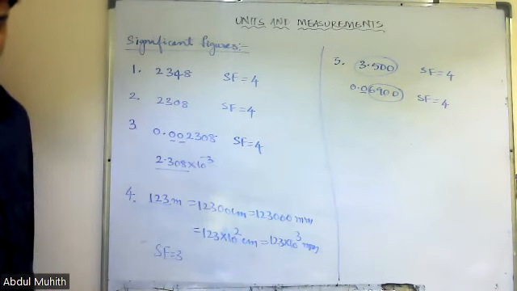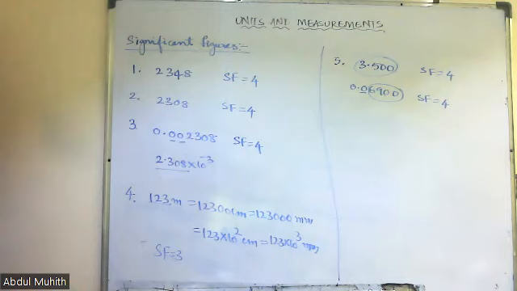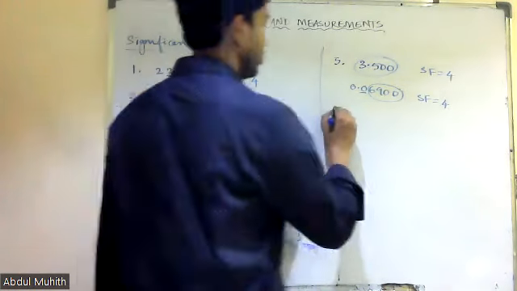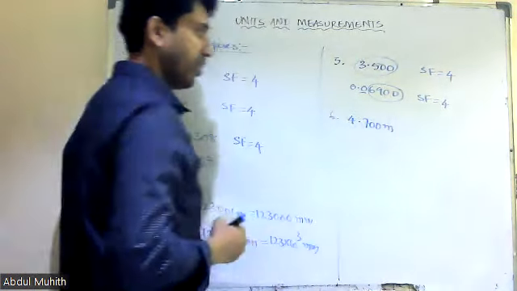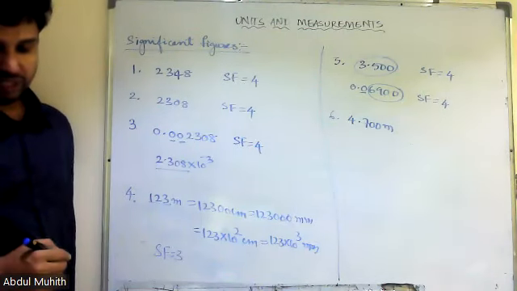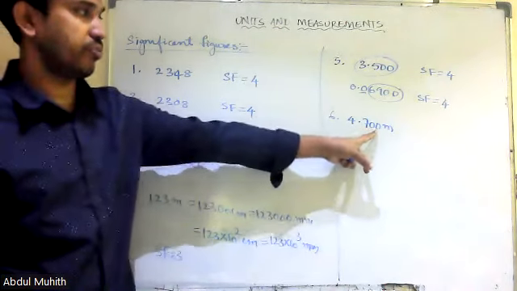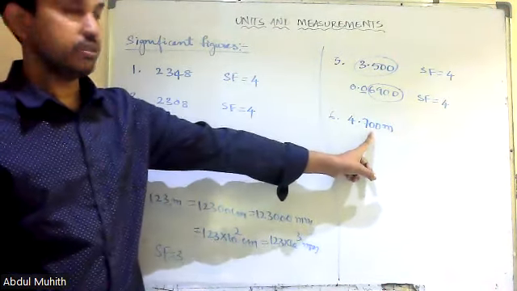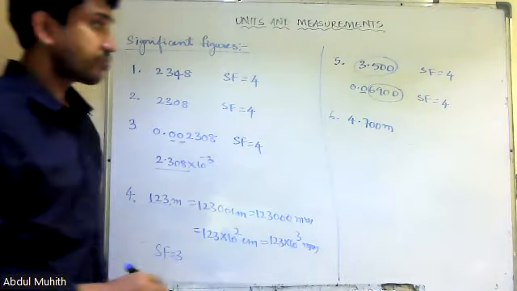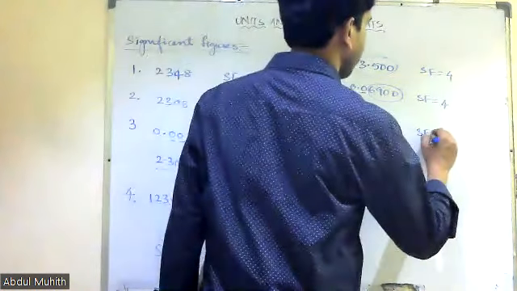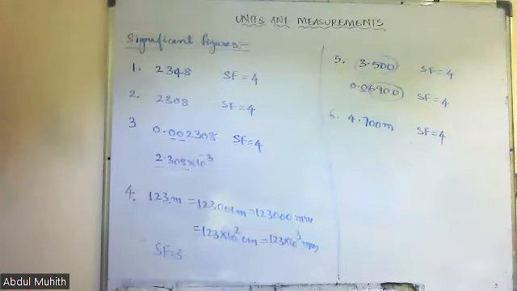If you are not able to express it properly, the best way is to just write in the standard form. If 4.700 meters is given, we are not able to understand how many significant figures it has. Just write it so that what comes after the point is considered. So the significant figures are how many here? 4. Okay, so please copy this, then we'll go ahead. Write those points also.